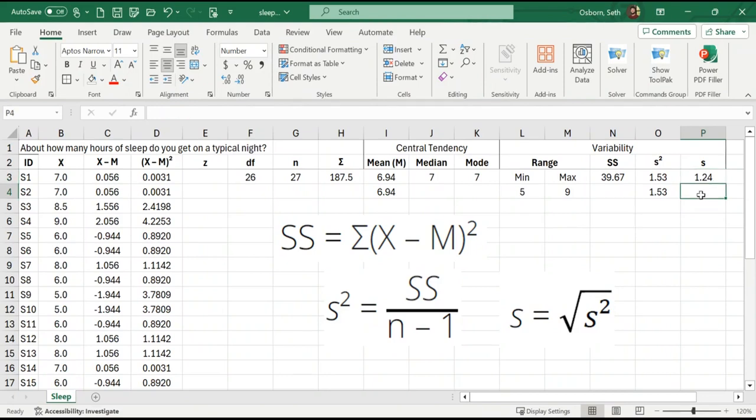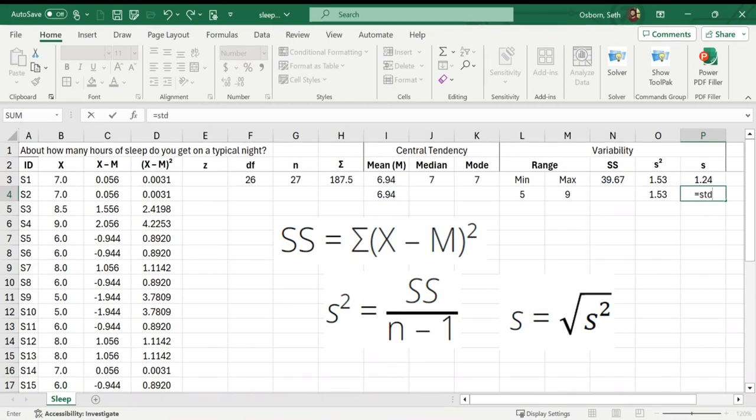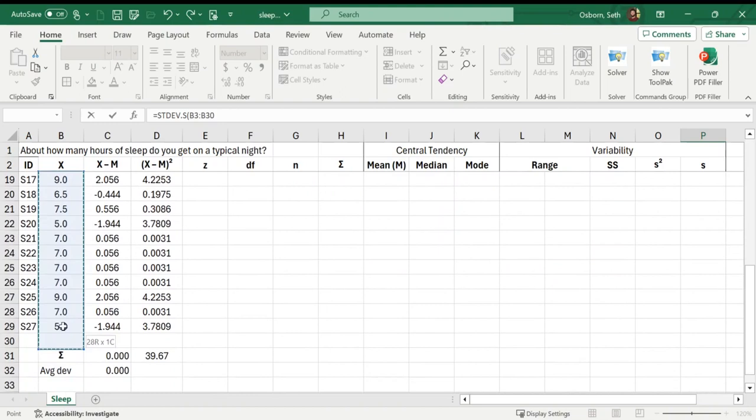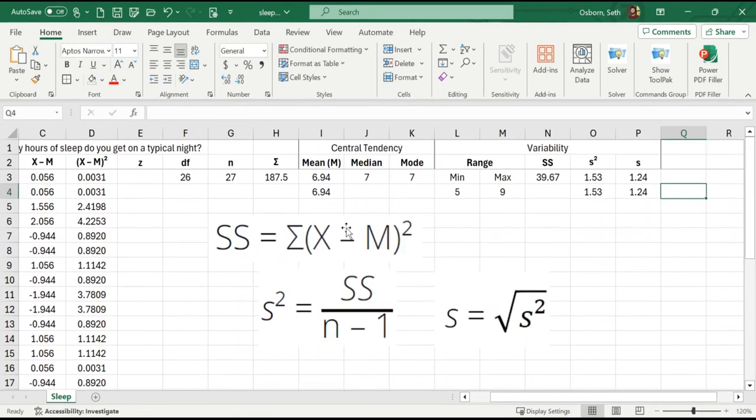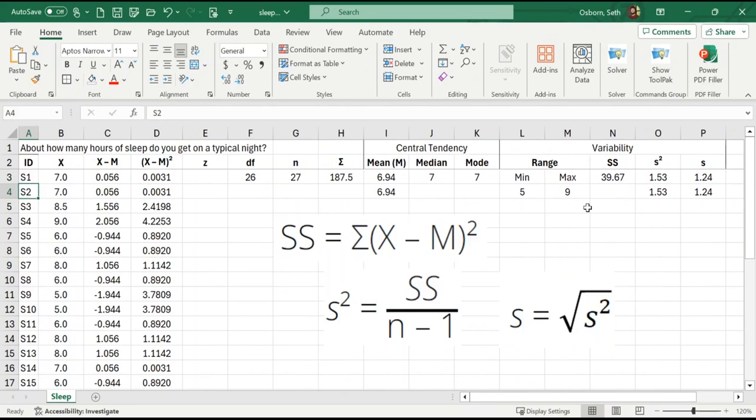A faster way to get there is to say equals STDEV.S. That's the standard deviation of a sample. Open parentheses, select the cells you're interested in, and there we go, 1.24. That means we calculated everything correctly.